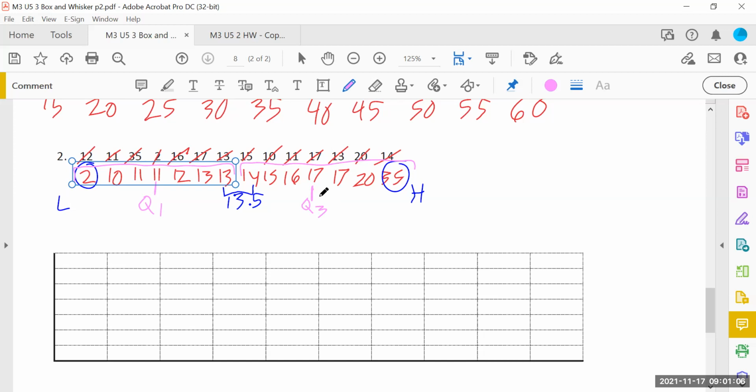Now talk me through it. How do I find the IQR? Q3 minus Q1, which is 17 minus 11. 17 minus 11 is 6. What do I do with that 6? Multiply it by 1.5. 6 times 1.5 is 9.